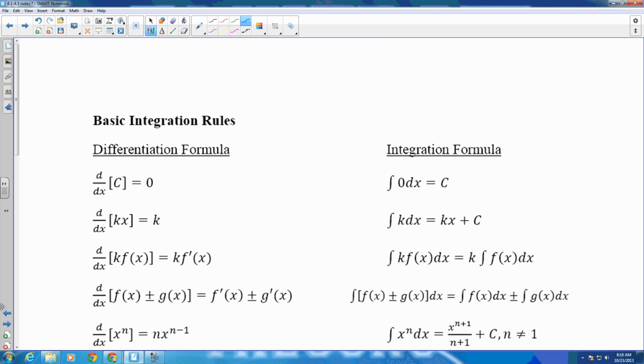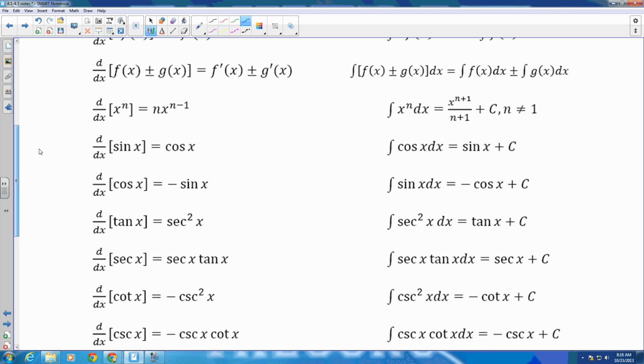This next page is just a bunch of derivative rules and integration rules on the same page, so you can see forward and backwards what all these rules are. We might need to reference this a couple times, especially for these trig functions. We know them as derivatives, but we're not really confident using the integral side yet, so we need to look at those 6.